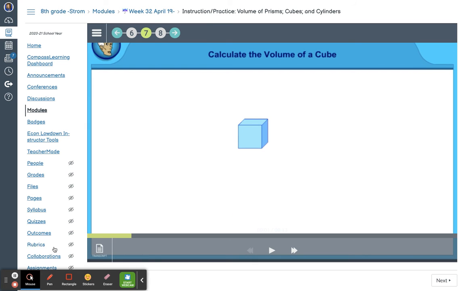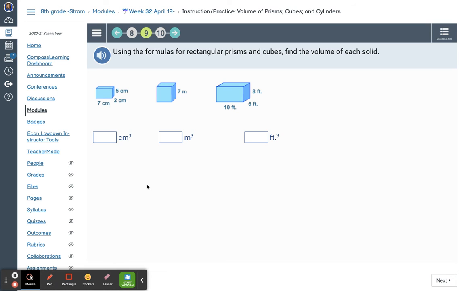Use the volume formulas for rectangular prisms and cubes. Find the volume of each solid. Remember, if this is a square, it's only giving us one side, that's going to be a 7, 7 here, and 7 there, because they have all equal sides.